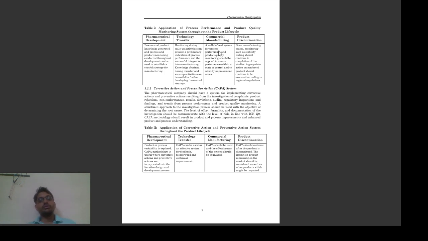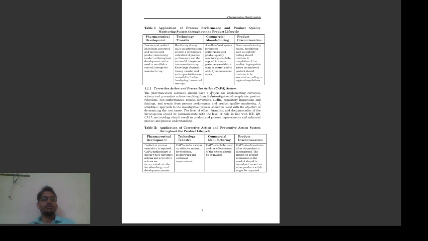These are used during and after the manufacturing of the scale-up batch. Then, in continued commercial manufacturing, a defined system for process performance and product quality monitoring should be applied to assure performance within the state of control and to identify improvement areas. Then product discontinuation. Once manufacturing ceases, monitoring such as stability studies should be continued to the completion of the studies. Appropriate action on marketed products should continue to be taken according to regional requirements.